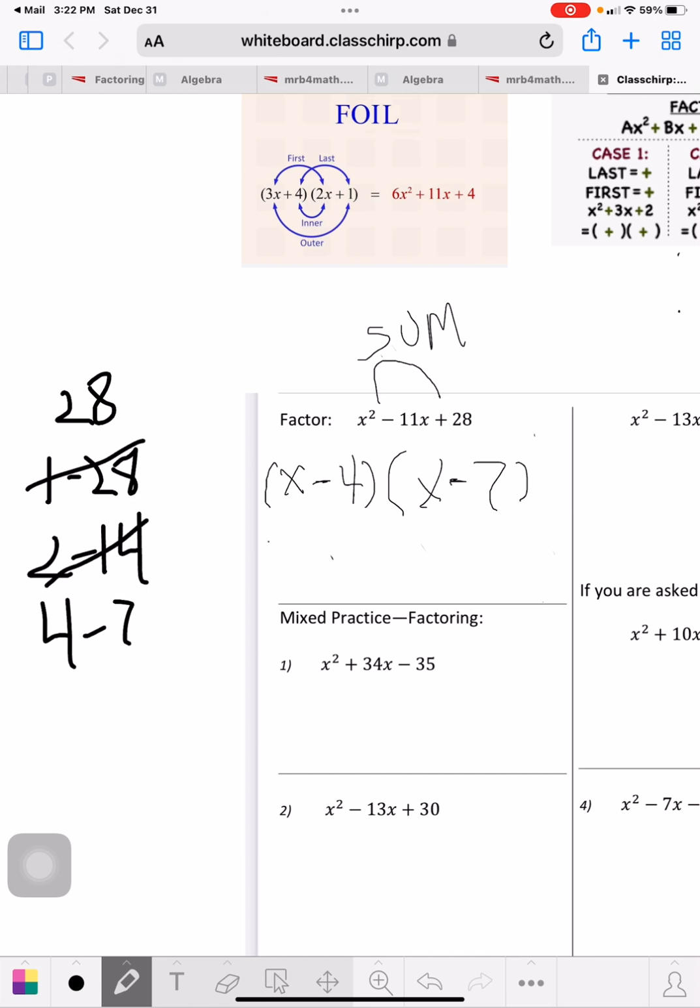So what you got is an x squared. Okay, that's the first. Then the outer is x times 7, so you get a negative 7x. Now we go the inner on the FOIL method. The inner will be negative 4x. And now we go the last, which will be the 4 times 7, a negative 28. Now we combine like terms. We got an x squared. The negative 7 and the negative 4 makes a negative 11. And then the negative 28.